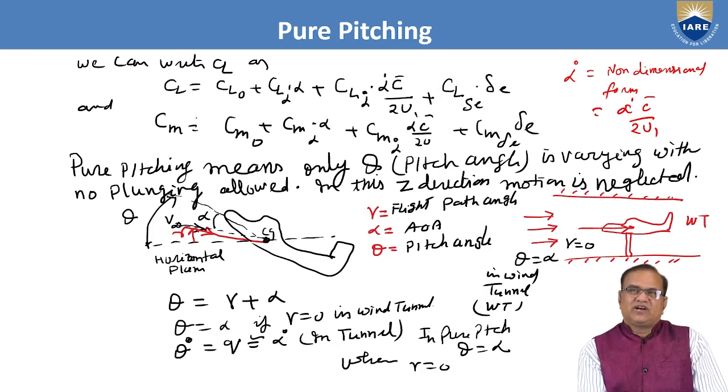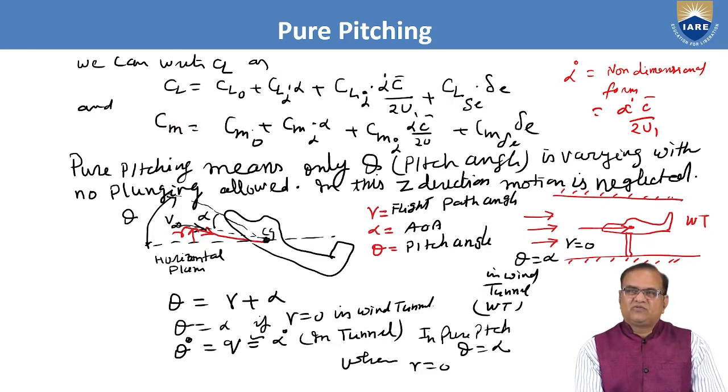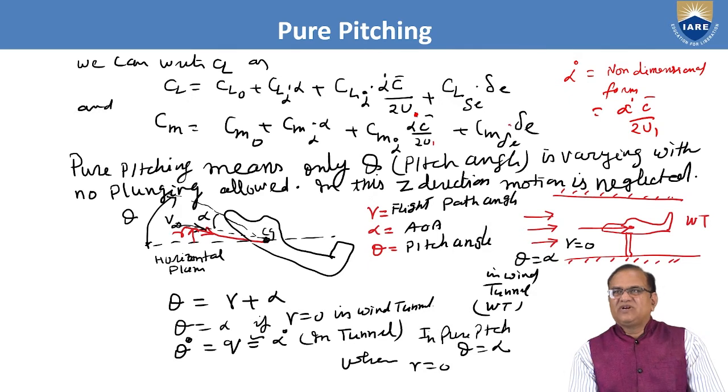Similarly, the coefficient of moment is equal to Cm0 plus Cm alpha into alpha, plus Cm alpha dot into alpha dot c bar by 2U1, plus Cm delta E into delta E.